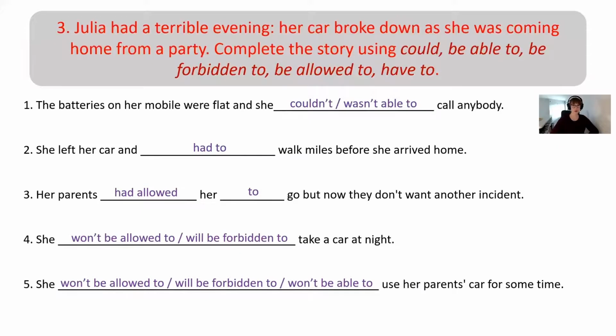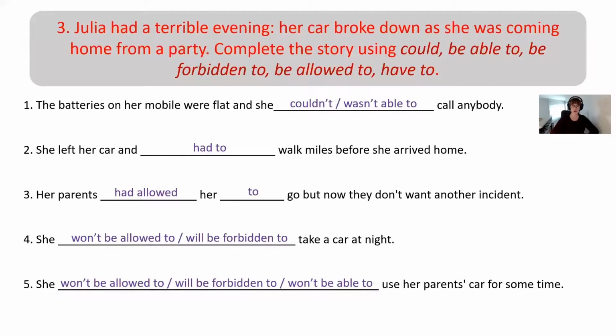In French, the batteries on her mobile were flat and she couldn't call anybody or she wasn't able to call anybody. Les batteries de son téléphone étaient à plat et elle ne pouvait appeler personne. Elle n'était capable d'appeler personne. She left her car and had to walk miles before she arrived home. Elle a laissé sa voiture et a dû marcher pendant des kilomètres avant d'arriver chez elle. Her parents had allowed her to go, but now they don't want another incident. Ses parents l'avaient autorisée à y aller, mais maintenant ils ne veulent pas d'autres incidents.